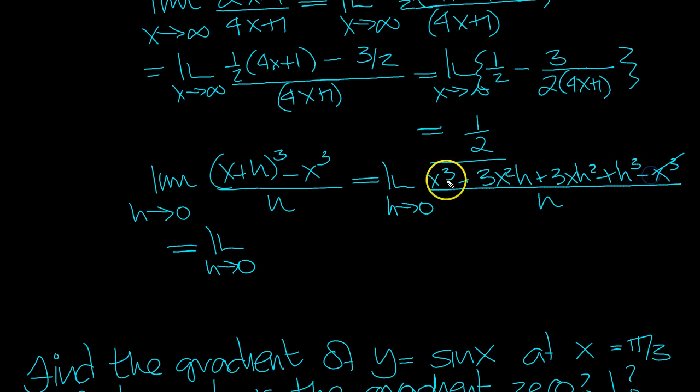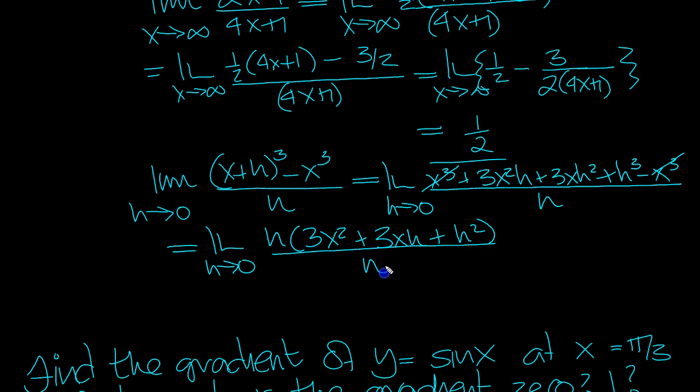Okay, so the x cubeds cancel, and you'll notice there's an h common on top, so I can pull that out, and inside the bracket we'll have 3x squared plus 3xh plus h squared, over h. And they cancel. Now we're just left with, as h tends to 0, this will be 0 times something, which is 0. This is 0 squared, which is 0. We're just left with 3x squared.